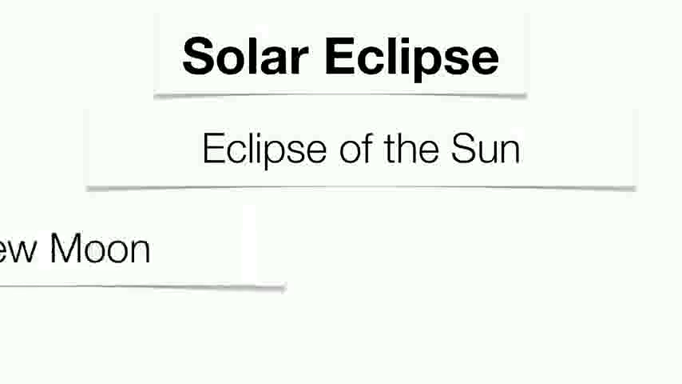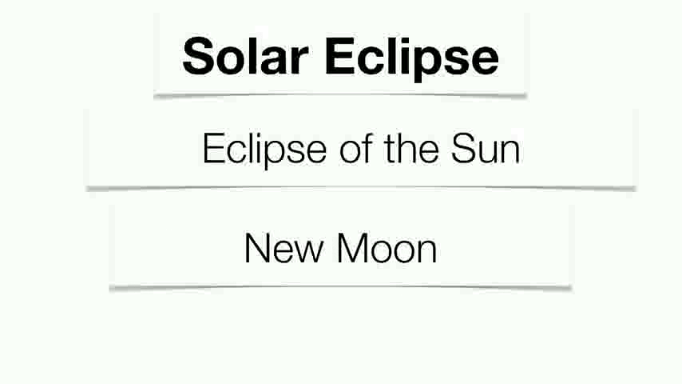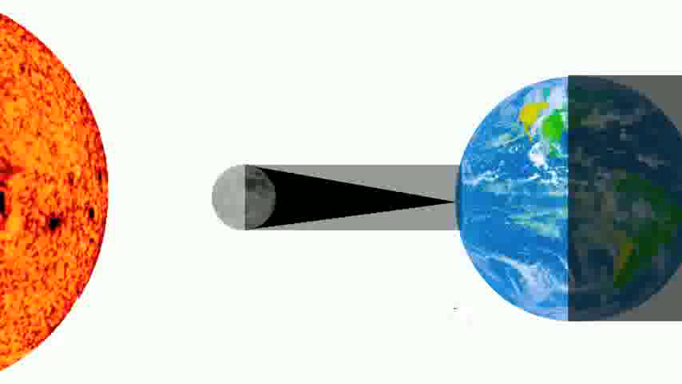Solar eclipse is exactly opposite. This is an eclipse of the sun, which occurs during the new moon. So this has to happen during the daytime. So you see the new moon moves in front of the sun and blocks out and creates a shadow on the Earth.